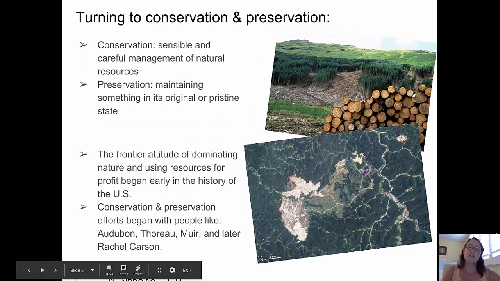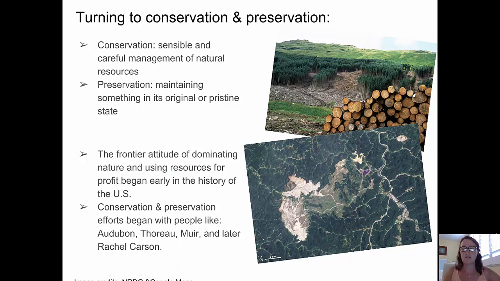I'm going to turn our conversation now to thinking about the precursors of environmental policy, so thinking about conservation and preservation. In fact, prior to the formation of the national parks, in the late 1800s, much of the U.S. in its early history had kind of a frontier attitude that dominated the exploration. That attitude really was, we'll use the resources to profit in any way that we can. And not until we had people coming onto the scene like Audubon and Thoreau and Muir and even Rachel Carson later on, did we really start to think about conservation and preservation.